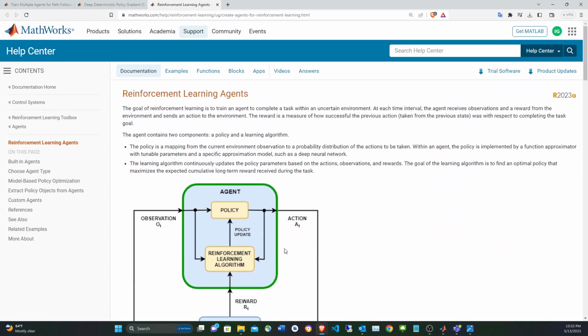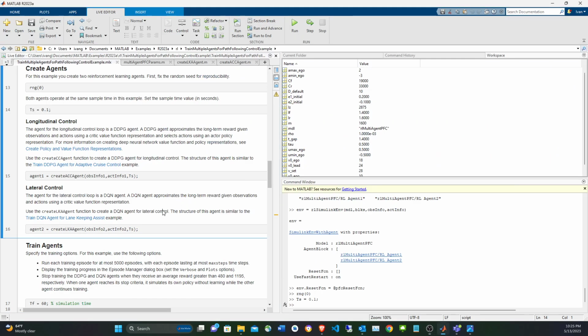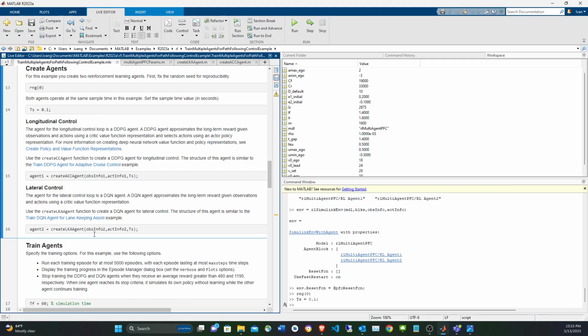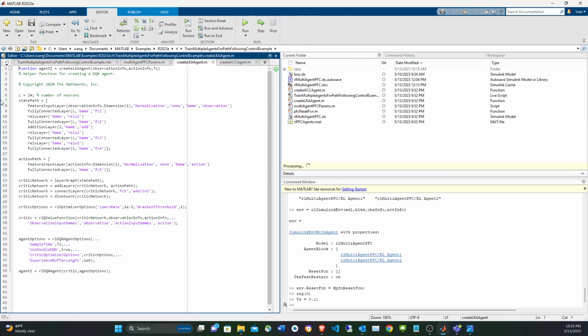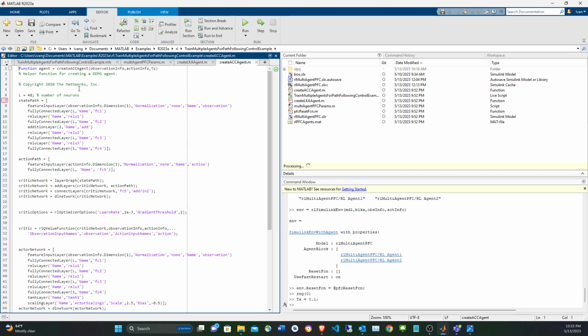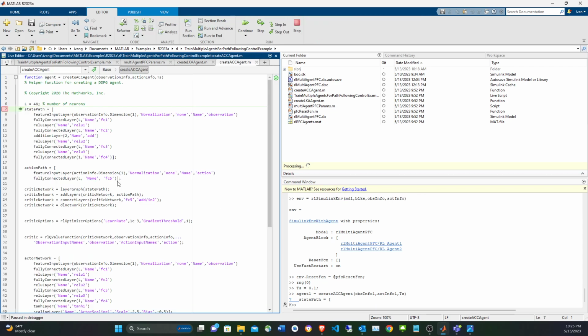So now let's go back to create those agents. These functions are part of the example. They are defined in here. They are not shipping MATLAB functions. So we're going to put a breakpoint in there just to see how they run. We're going to pass the observation, the action info and the sample time. So we're going to create the acceleration agent.